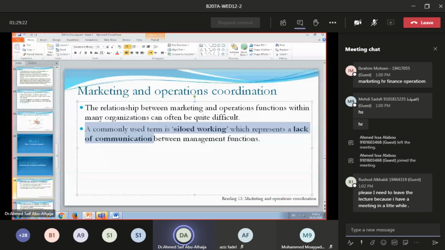So this is a problem, okay? Silo is a problem here. Silo means there is no what? Coordination. There is no coordination. What we need is more coordination.